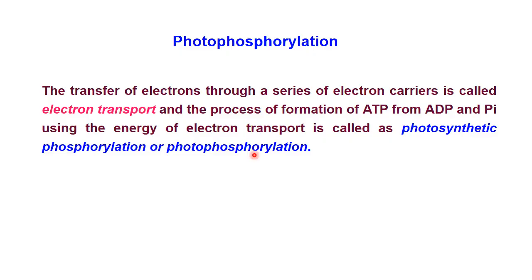Next, photophosphorylation. Before going to see what photophosphorylation is, we should know what electron transport is. Electron transport is the transfer of electrons through a series of electron carriers. The process of formation of ATP from ADP and phosphate using the energy of electron transport is called photosynthetic phosphorylation or photophosphorylation. ATP means adenosine triphosphate and ADP means adenosine diphosphate.